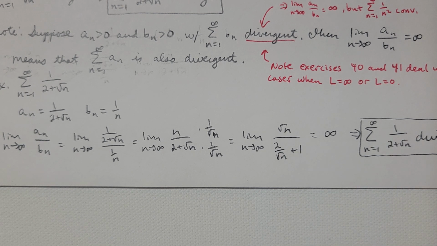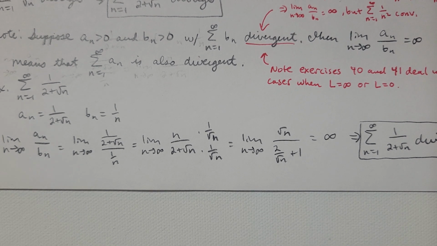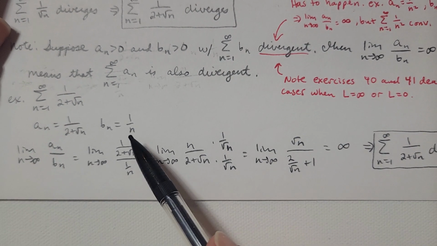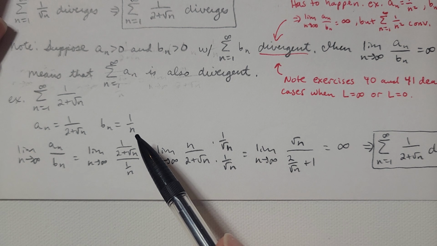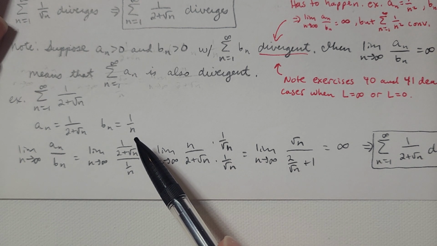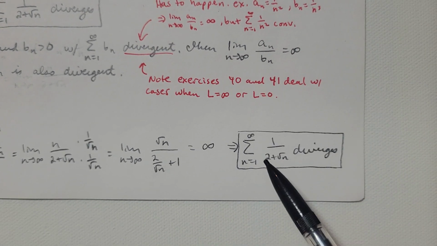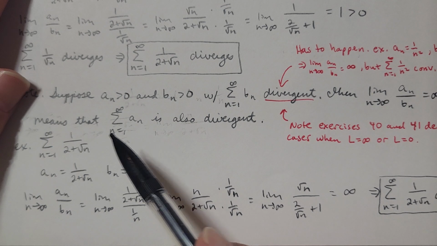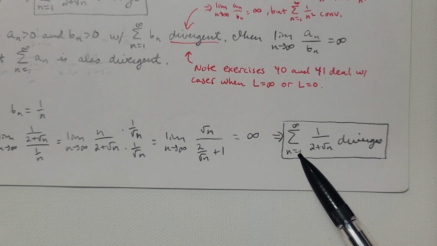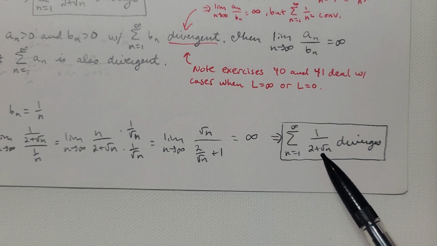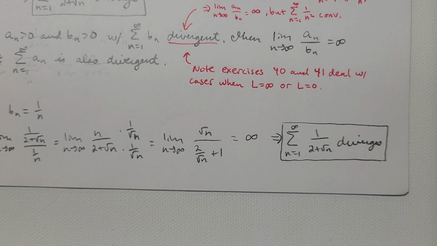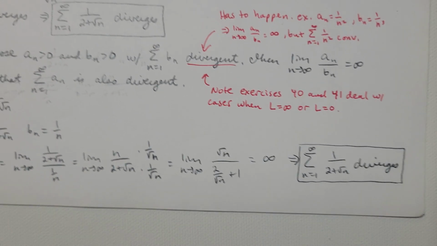That's infinity. Okay. Well, I was comparing this to a divergent series. The sum as n equals 1 to infinity of 1 over n diverges. And so that's going to mean that the original series here, the sum as n equals 1 to infinity of 1 over 2 plus the square root of n also diverges. We have the limit comparison test there. Okay.